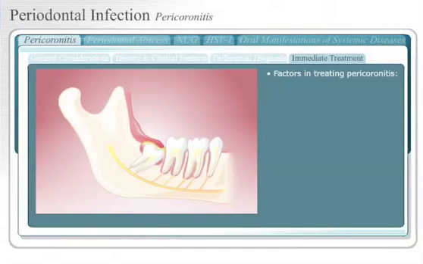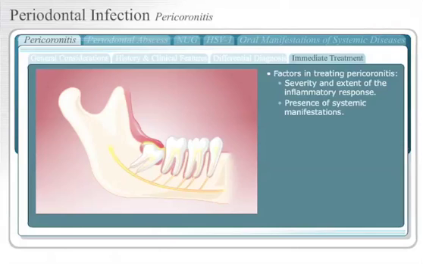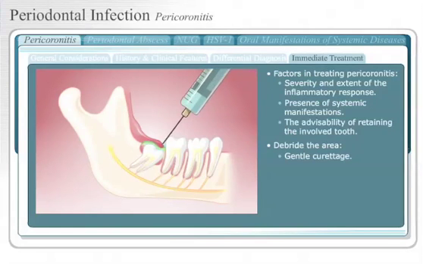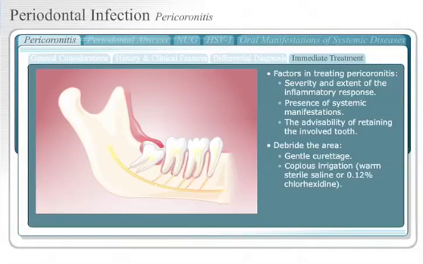The following factors should be considered in the treatment of pericoronitis: the severity and extent of the inflammatory response, the presence of systemic manifestations, and the advisability of retaining the involved tooth. The initial treatment consists of careful debridement of the area with gentle curettage and copious irrigation with warm, sterile saline solution or 0.12% chlorhexidine using a blunt 18-gauge needle. An ultrasonic instrument can be used in the debridement.